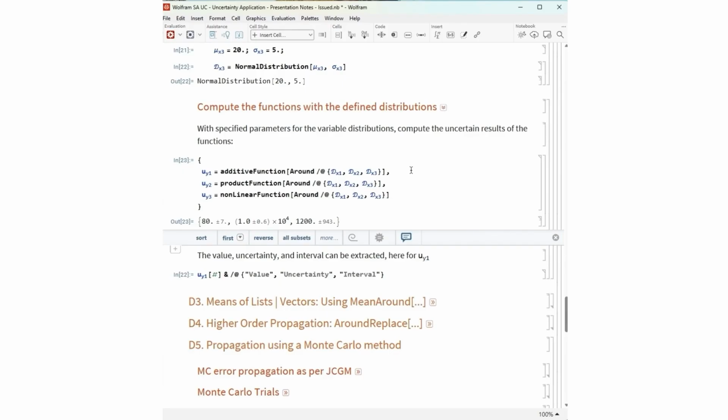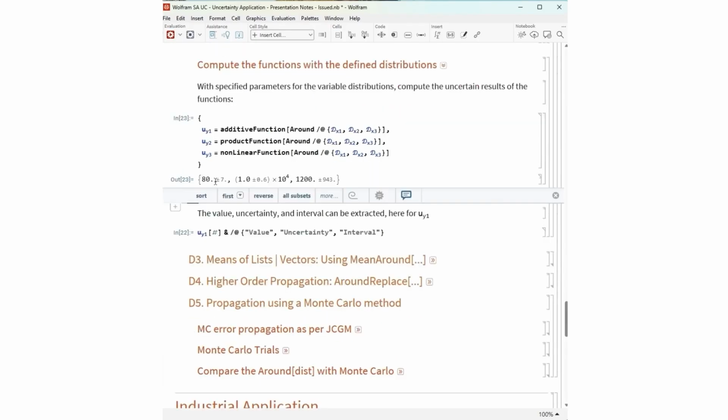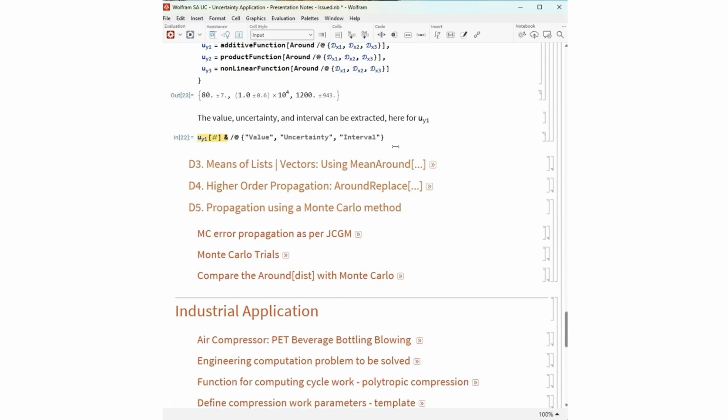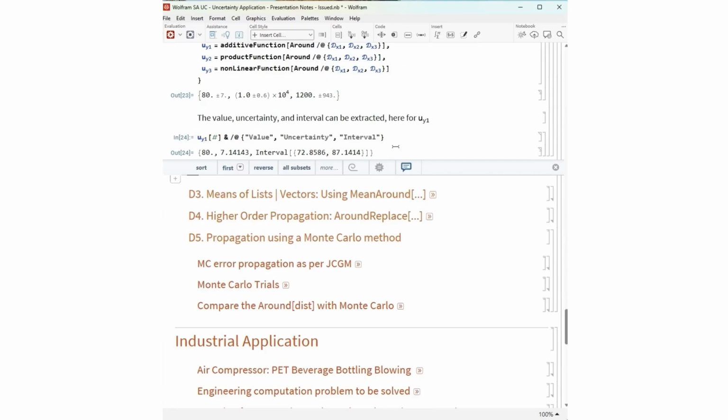So for these examples, we have 80 plus or minus 7 for the additive propagation. There's also 10,000 plus or minus 6,000 for the product propagation, and there's 1,200 plus or minus 943 for the nonlinear propagation. You can also pull out the details of these uncertainties like this, the value of uncertainty and the interval, shown here for the uncertainty in Y1.